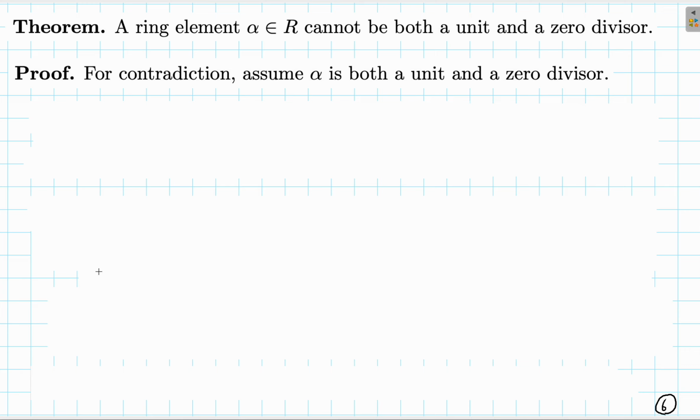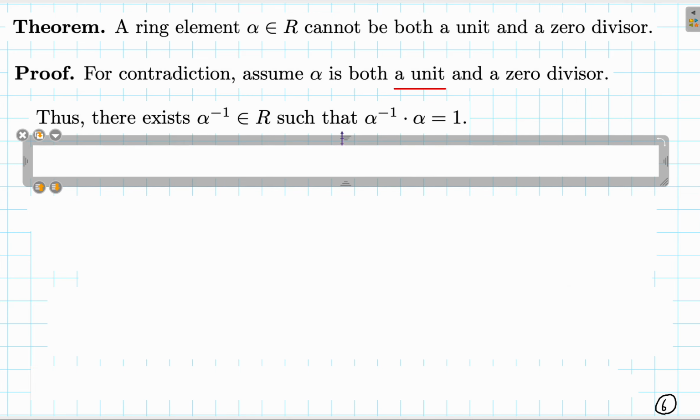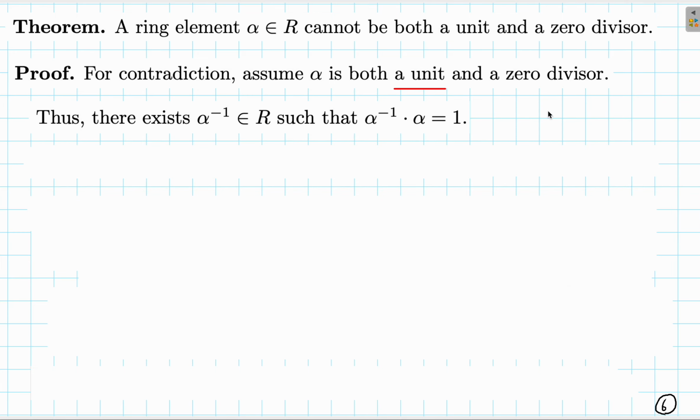So let's take these one at a time. First, what does it mean that alpha is a unit? Well, that means that it has a multiplicative inverse. Therefore, there exists alpha inverse in R such that alpha inverse times alpha is equal to 1.